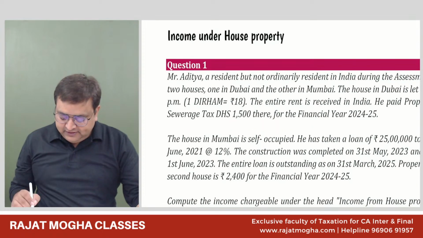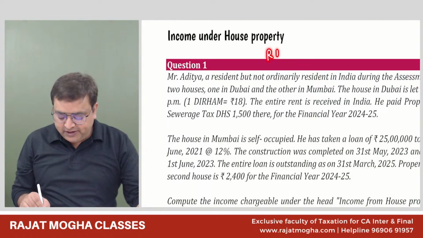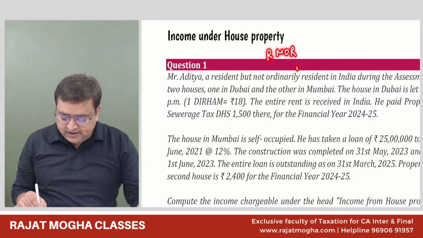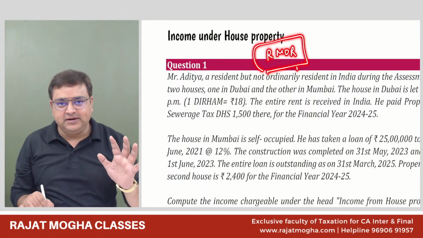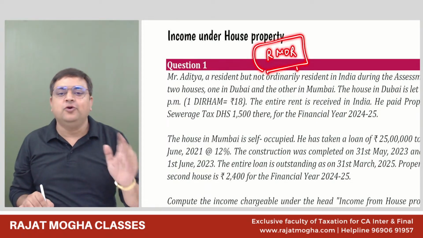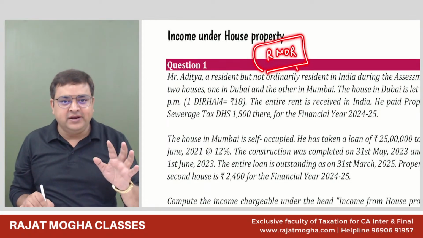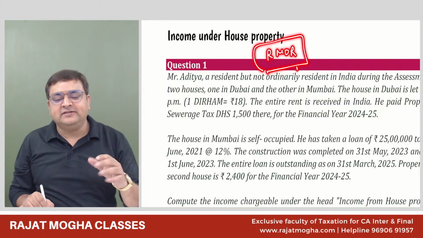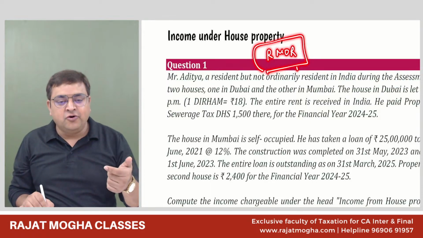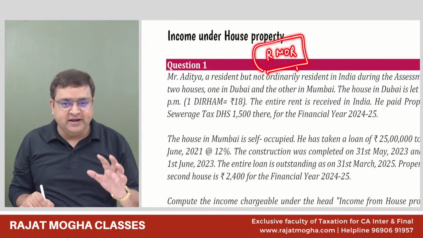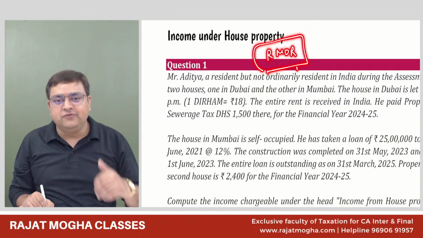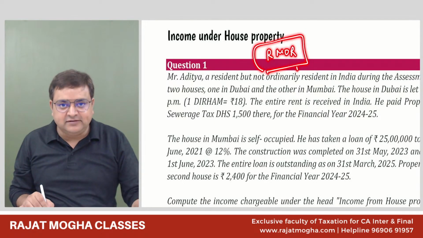See, if he is a resident but not ordinary resident, what does it mean? It means that his global income is not taxable. For ordinary resident, global income is taxable, but for not ordinary, global income is not taxable. Any income which is arising in India or it is received in India, that can only be taxable, or if it is controlled from India, then only it can be taxable.